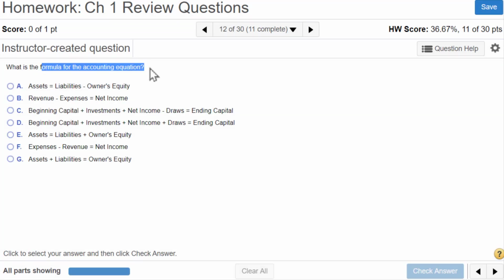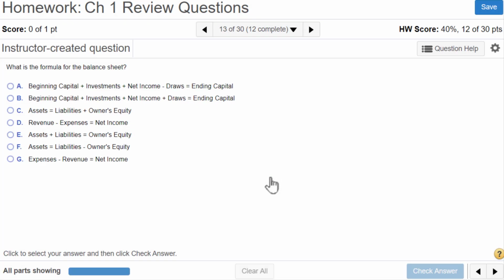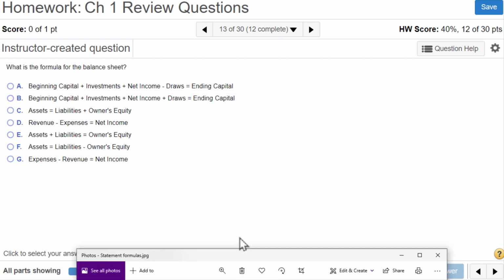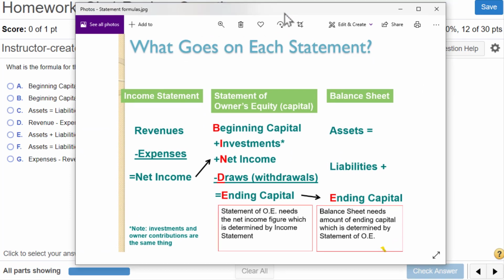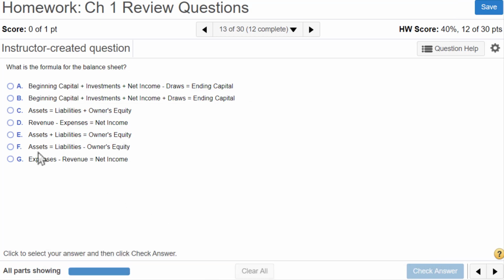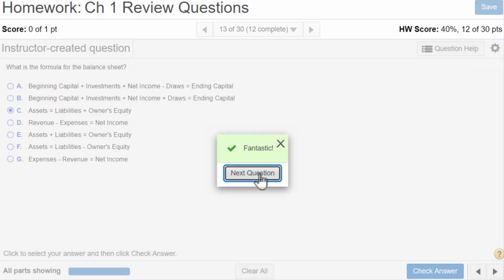What's the formula for the accounting equation? Well, if you guys screw this up at this time, I might be forced to retire. So what's the accounting equation? Assets equals liabilities plus owner's equity. That's the traditional one. What's the formula for the balance sheet? Here's a balance sheet. Assets equals liabilities plus capital, also known as equity. Assets equals liabilities, here it is, plus equity. Don't grab the one that says minus owner's equity. Don't be in a hurry, like I almost did.